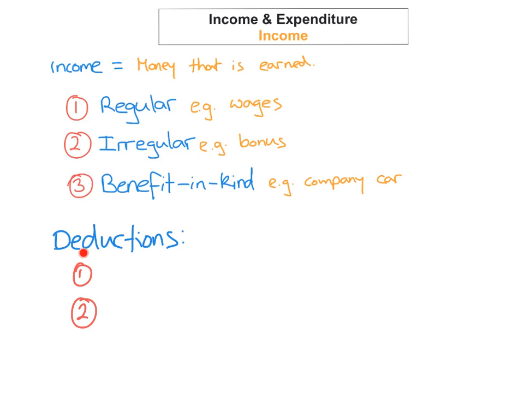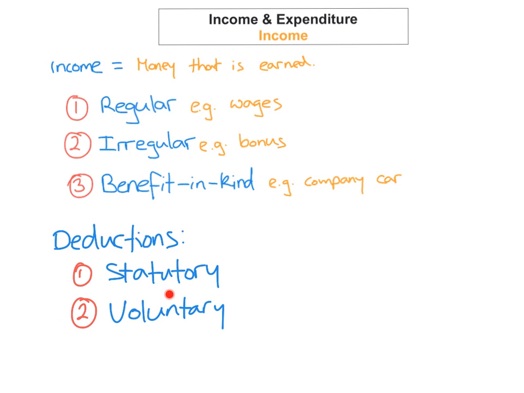The next thing we need to look at is deductions. Deductions are something that is taken away from your gross pay, and there are two types: statutory deductions and voluntary deductions. A statutory deduction is what you must give up from your salary or wages. It's what the government takes off you, and it's illegal not to pay it. This might be your PAYE, pay as you earn, your income tax, or your PRSI, pay-related social insurance.